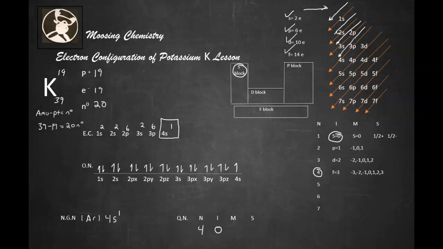Same thing with the magnetic number. It's not in the p block, it's not in the d block, it's not in the f block, it's in the s block, right? So the magnetic number would have to be also 0. Okay, great. One last thing. Look at this last arrow. Is it going up or going down? It's going up. So the spin number is going to be positive 1/2.